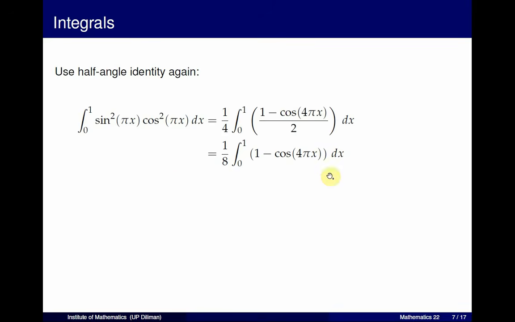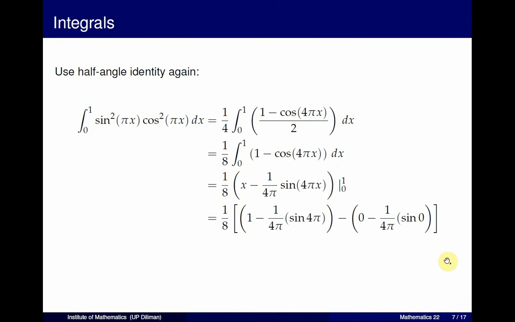Now notice that we can now directly integrate this. And of course, the integral is equal to 1/8 times the quantity x minus 1 over 4 pi sine of the quantity 4 pi x. And then we will substitute 1 minus substitute 0, as per the rules for the definite integral. And so we will have this expression, and evaluating that just gives 1/8. And that's it. Let's pause for a bit before going to the next problem.